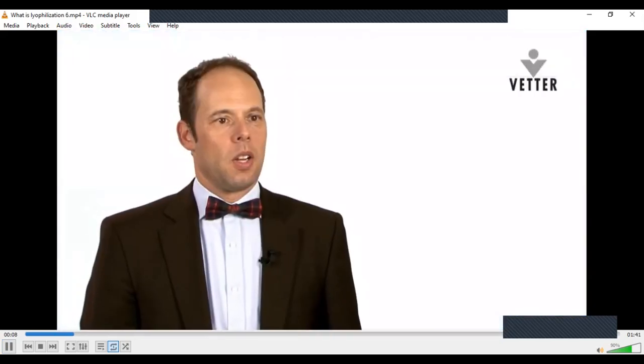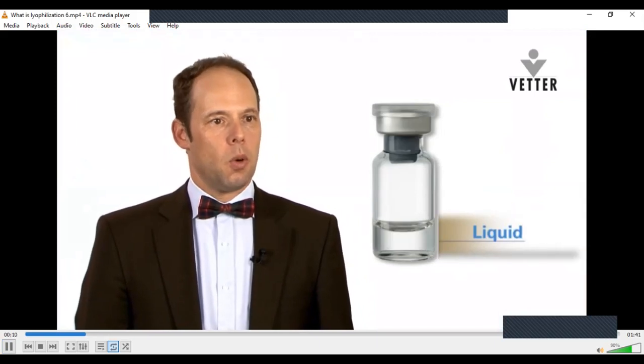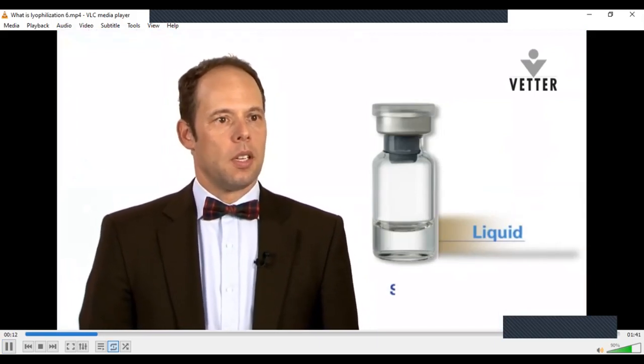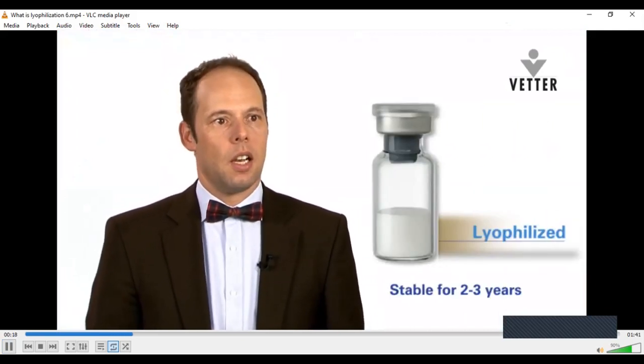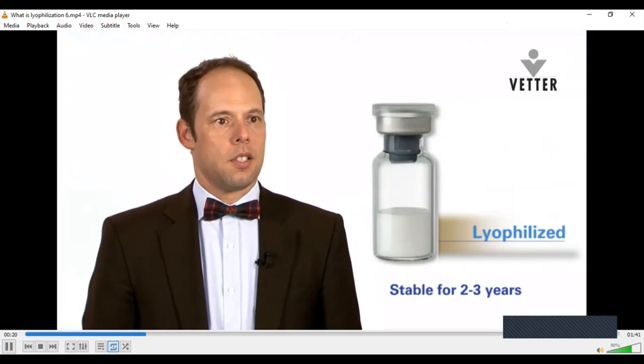We lyophilize products when they're not stable in a liquid formulation. A product that is stable for maybe weeks in liquid might be stable for years, 2 to 3 years, in a lyophilized state. And that is the prerequisite to get it to the market and get it to the patient. 12 months stability is usually the minimum that will be accepted by the authorities.